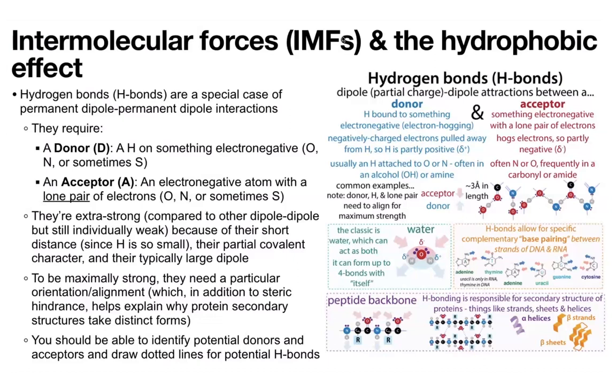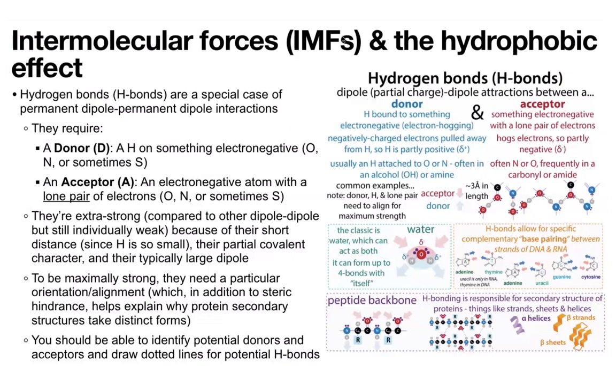Also, these have a partial covalent character, which you don't need to worry about. But basically, because you have things that are so close together, you can have overlap. And to have maximal strength, you need a specific orientation of the donors and of the acceptors. This is part of the reason why, in addition to steric hindrance, protein secondary structures take distinct forms, as we will review in a minute.